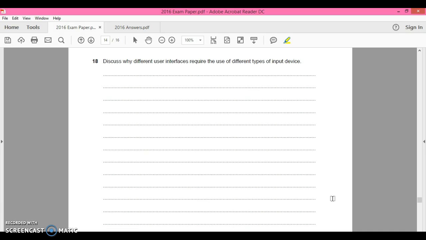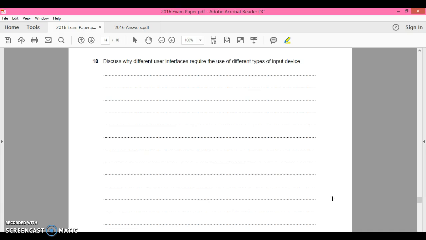Now, the first thing you need to think of is the words user interfaces. We did this back in year 10. That would be, if you remember, your graphical user interface and your command line interface. Then it says different types of input devices. Input devices are basically anything that you use to put data into the computer.